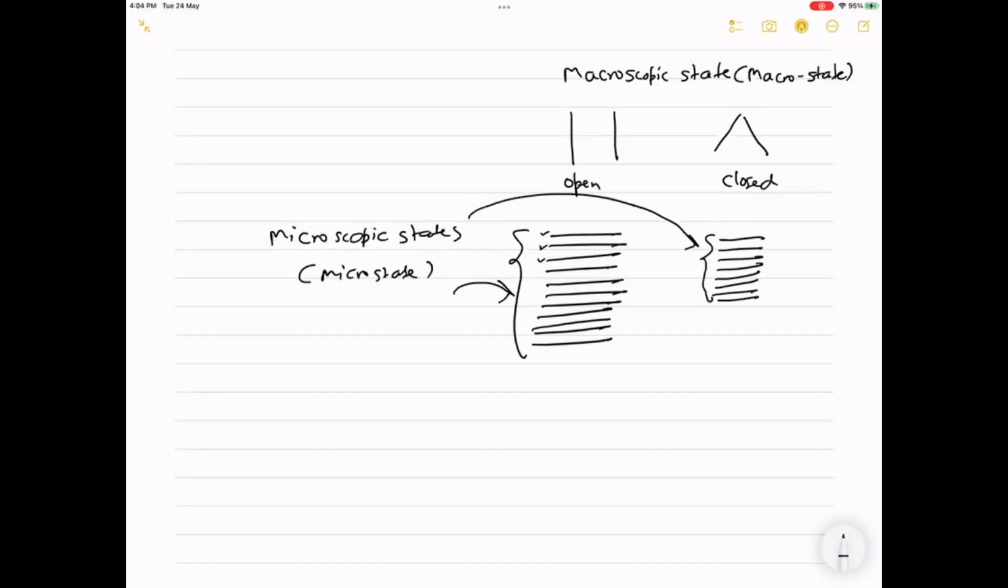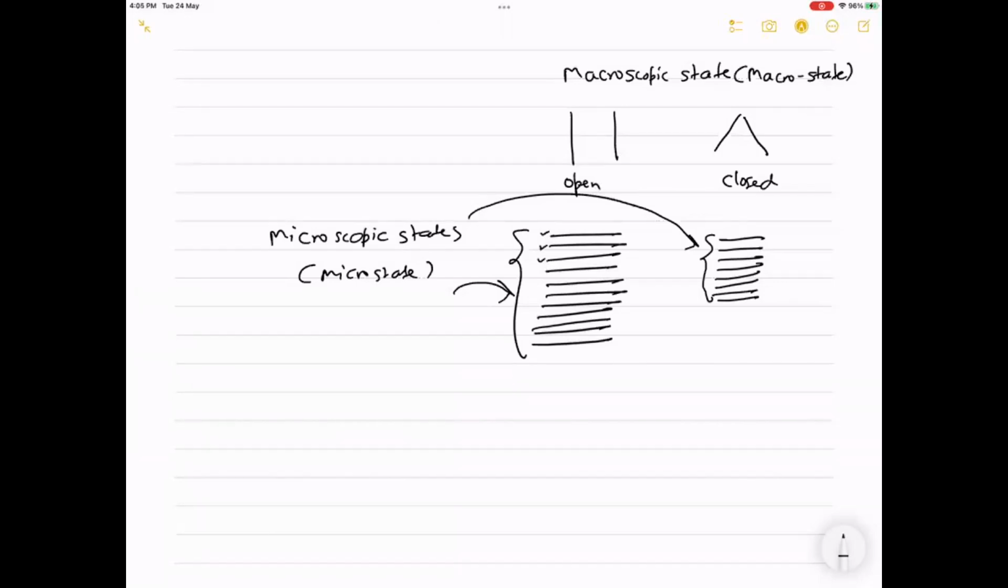All right, is this clear? Any questions on macroscopic state and microscopic state? I hope this is clear to everyone. Is the meaning of macroscopic state and microscopic state clear? What we mean by macroscopic state and microscopic state.